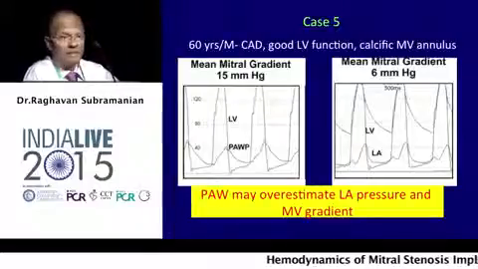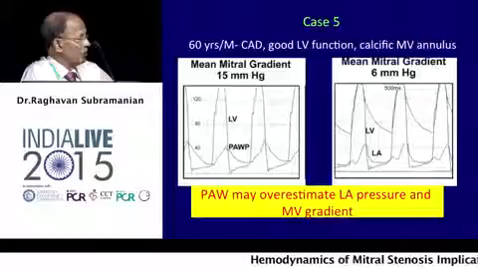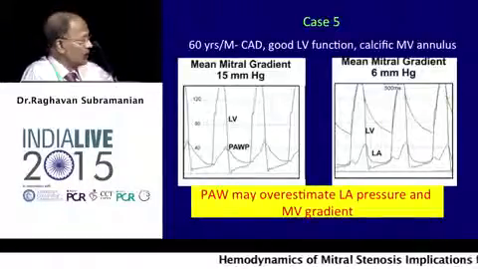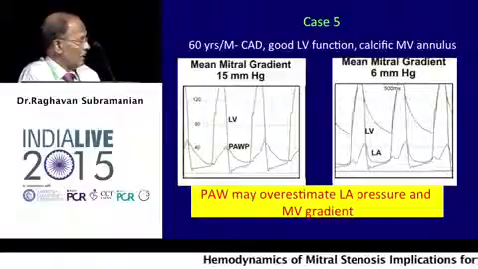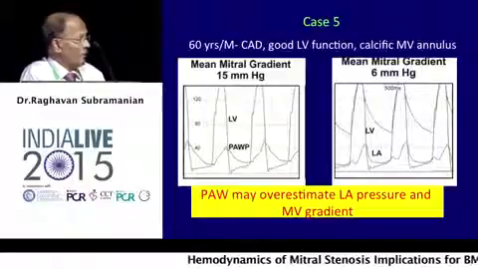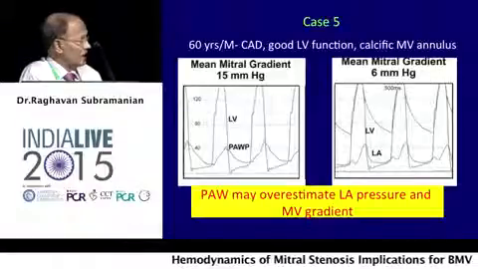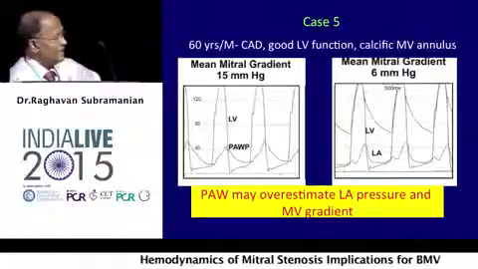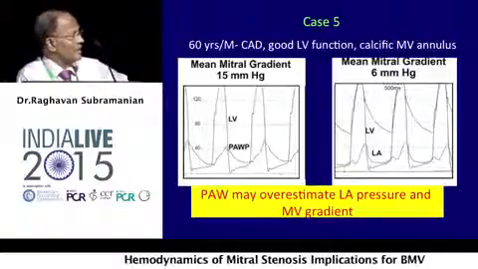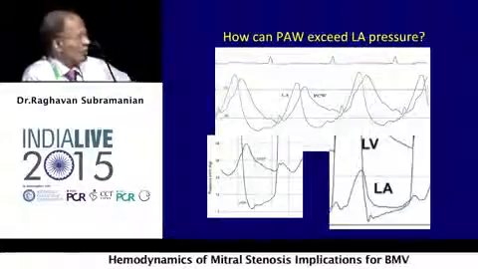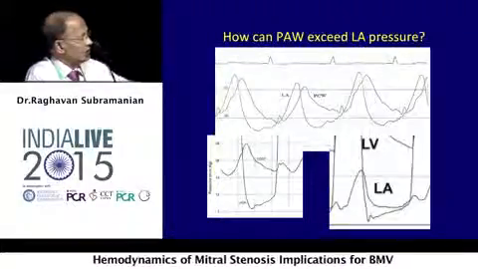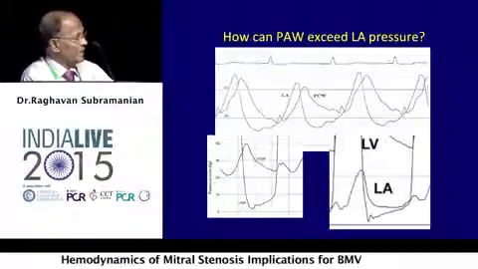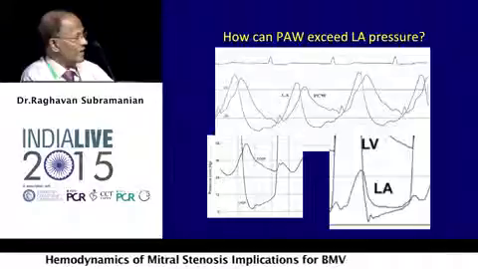Why is there a discrepancy? The PA wedge pressure tends to exaggerate the level of LA pressure because there is a phase shift, and I'll show you what I mean by that. When you superimpose LA and PA wedge pressure on top of each other, you find that the PA wedge pressure is somewhat delayed, the upstroke is delayed, the descent is delayed, and you have a large area between the two curves which appears as a diastolic gradient between LA and LV.